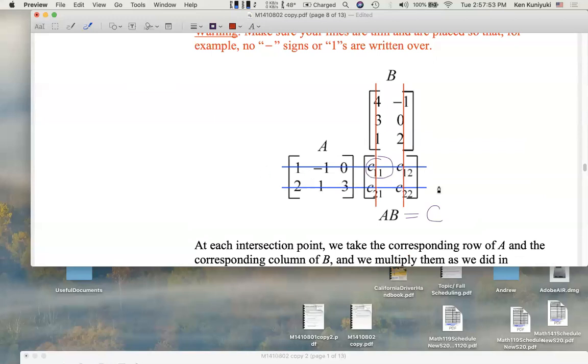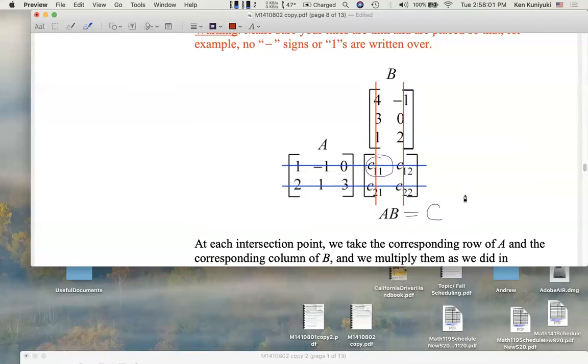The 2 rows of A will give us 2 rows in here. The 2 columns in B will give us 2 columns in here. And it'll be a 2 by 2 matrix. So here you can see it better. An M by N matrix times an N by P matrix will give us an M by P matrix. Number of rows here by number of columns there.